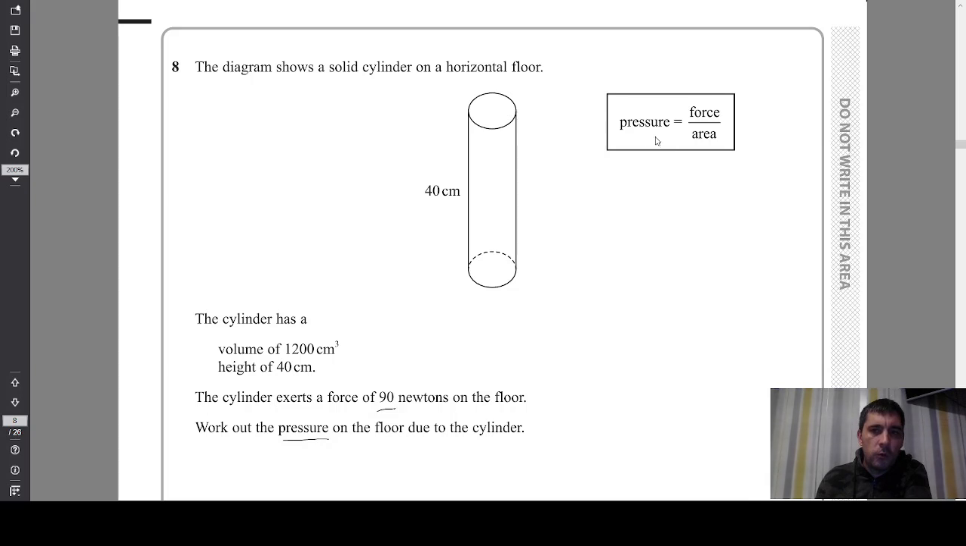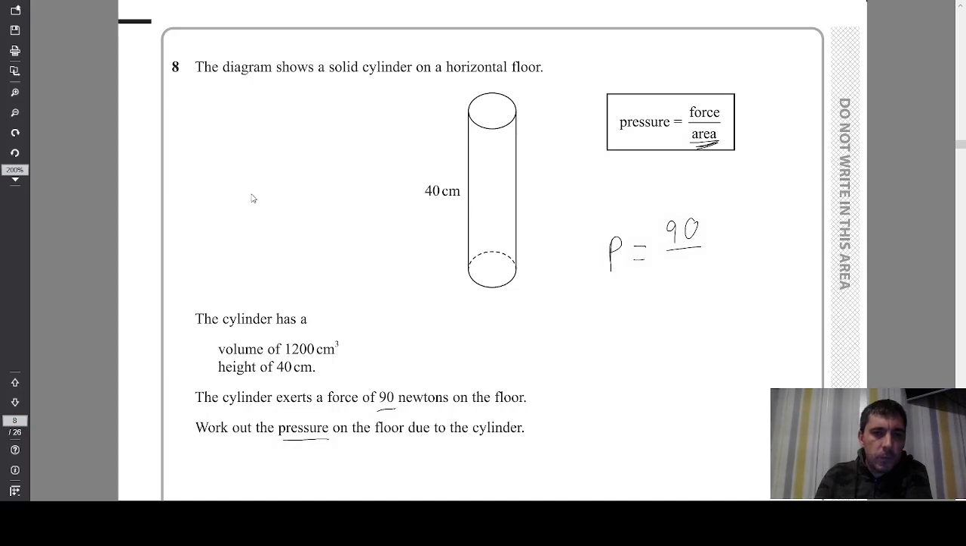So how do we use this formula? We've got the force, so I can substitute: pressure equals force. The force is 90 newtons, so just put 90 in the numerator. Now the only bit which is missing is the area. Given the volume and the height, we can work out the area.